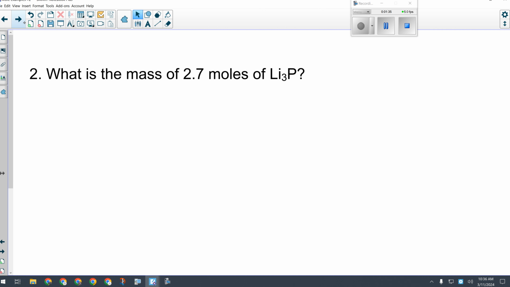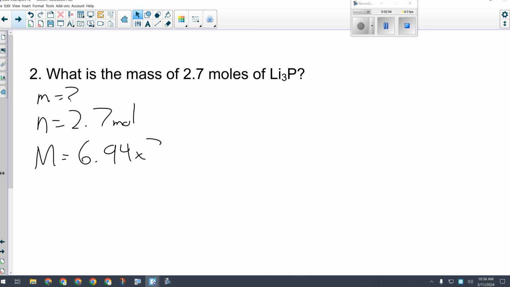So for question number 2, they're asking, what is the mass? So what part of the mole equation am I looking for? Little m, right. So I'm looking for little m. They tell me I have 2.7 moles. So they gave me N. And they tell me that it is lithium phosphide.